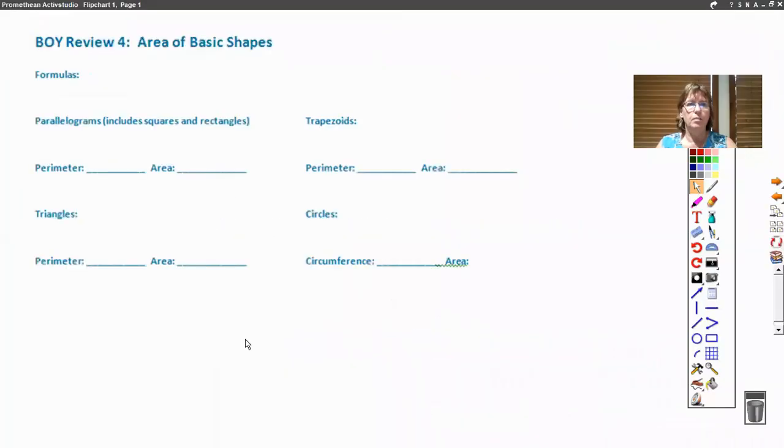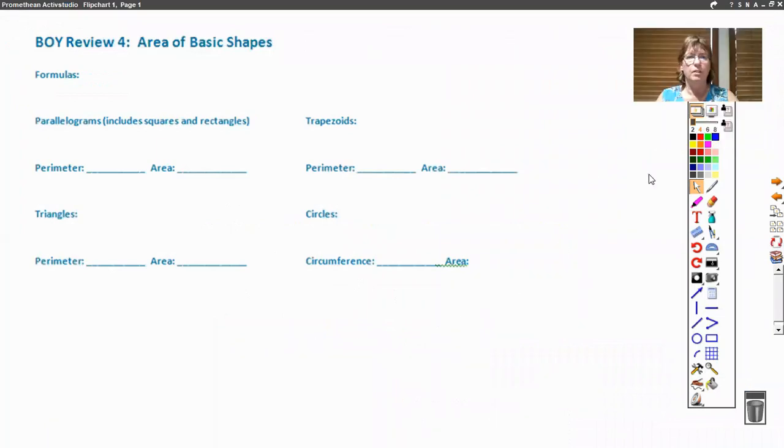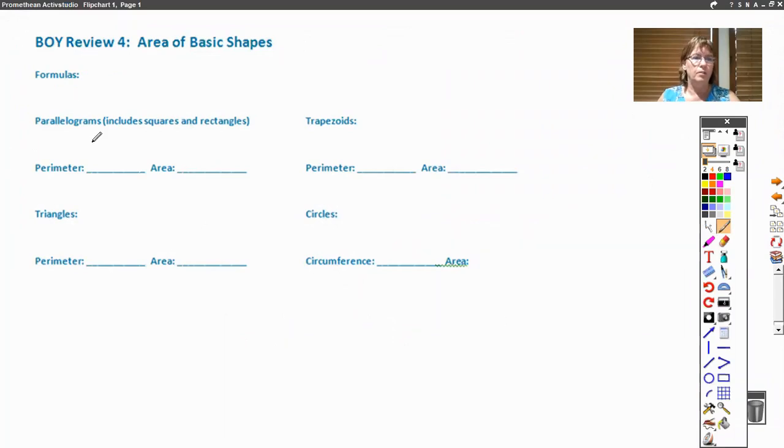And this is what the beginning of the review, day 4, looks like. We're going to start right here with some formulas. So these are the formulas of parallelograms, trapezoids, triangles, and circles. You should know these by heart, so make sure that you know these. Okay, so parallelograms include squares and rectangles. And so we're going to go straight to that.